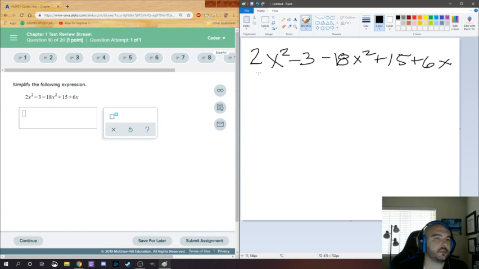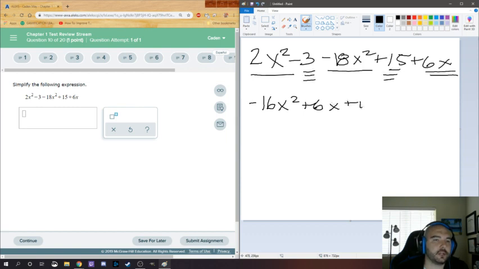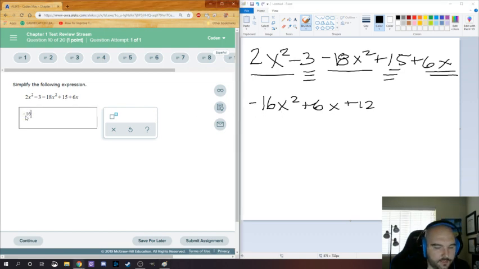Alright, just identify the like terms. We've got squareds that have to go with squareds. I'd always do the biggest exponent first, which is 2. So 2 and negative 18 make negative 16. Then we have 6x. Actually, there's nothing to go with that, so I'm just going to write 6x right here. Then we have negative 3 and positive 15, which together they make 12. So this is what we're looking at here. Negative 16x squared plus 6x plus 12.